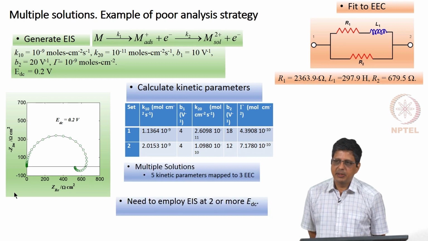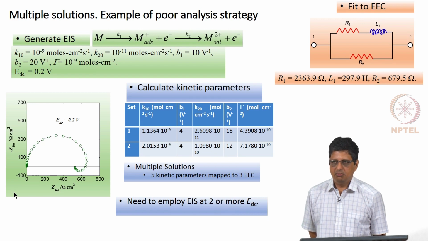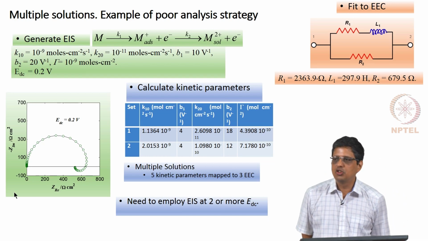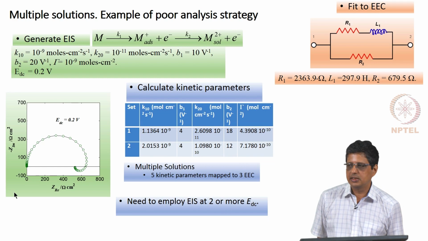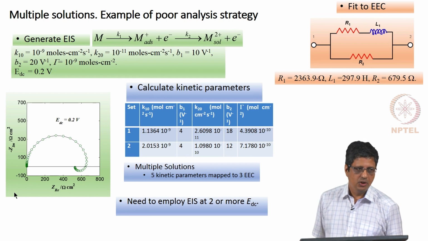Whereas, if I take spectra at 2 different DC potentials, then I will not have this problem. Then I still can't tell you this is going to be a unique solution, but I can tell you there is some confidence that this is likely to be the solution. I can tell you at least it is not easy to get an infinite number of solutions for the case when you have 2 DC potentials.